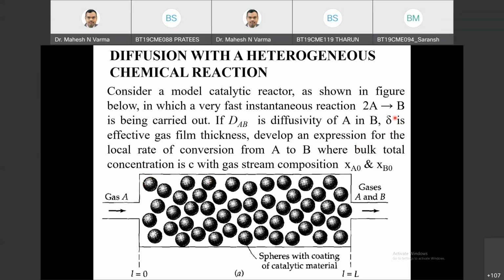For this delta, you can use interphase mass transfer to get the approximate value of delta for the corresponding A, B and catalyst particle. It depends on A, B, the catalyst particle, as well as temperature and pressure. You can go to the literature and get the value of delta. So that will be the gas film, and it is assumed that the overall resistance to mass transfer will be in this film delta only.